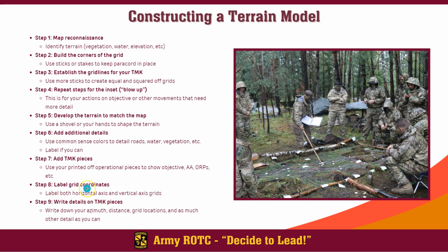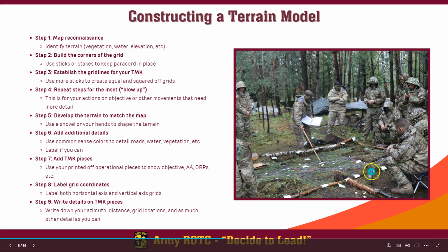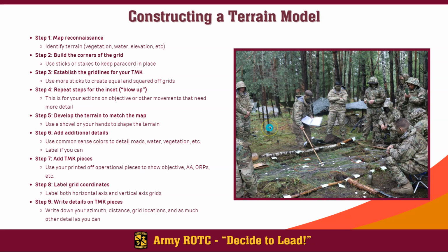Then he labeled his grid coordinates a little bit late. I would actually move this step up here when you're establishing those grid lines. Just label them while you're up there. And then, like you said, write down those additional details if you can of your azimuth, distance, grid location. You can have different grid locations for different portions of it if you have time. So that is the quick version of how to build this TMK.